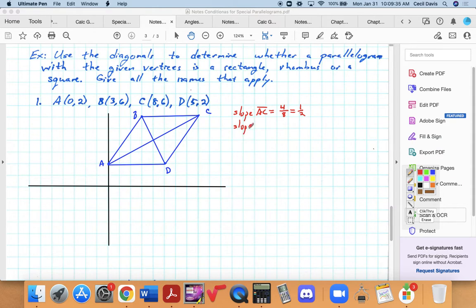And then the slope of BD is, see, that's down 4 over 2, so that's negative 4 over 2, which is negative 2 over 1. So what do I know about those two? They're perpendicular. So AC is perpendicular to BD. And if the diagonals are perpendicular, what do I know so far about this? It's got to be a rhombus.